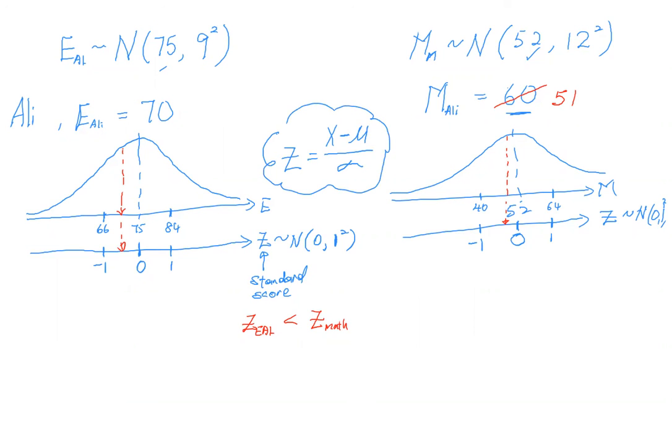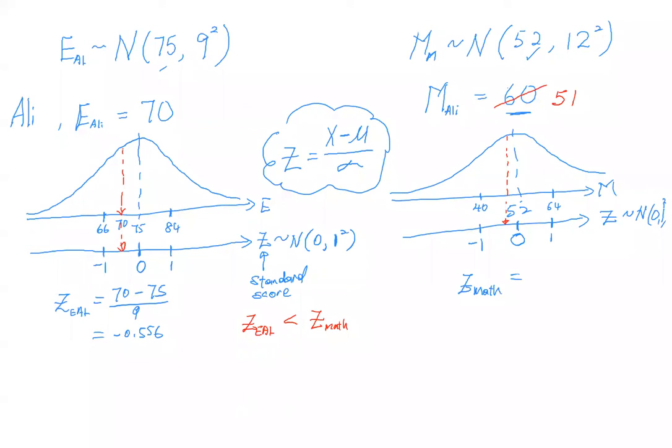So what is Ali's Z score if we go by that formula for EAL? Okay, Ali's mark is 70. So here is 70. So 70 minus 75 divided by 9. Okay, can you take out your calculator and calculate? Negative 0.55556. Okay, so it's negative 0.556.